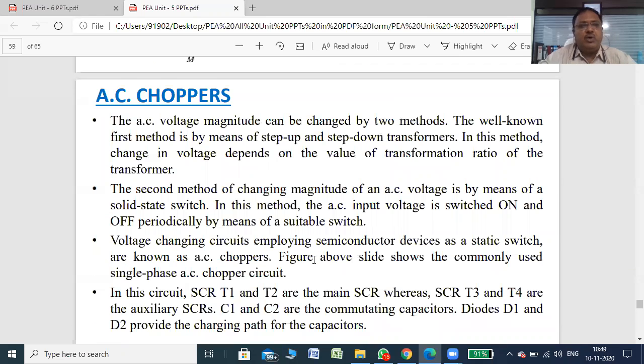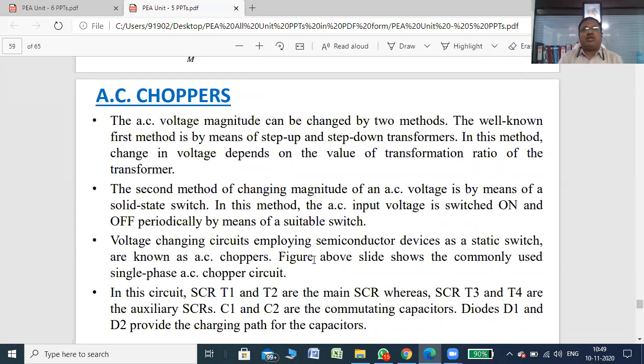So the AC voltage magnitude can be changed by two methods. The well-known first method is by means of a step up or step down transformer, so that you will get a lower or higher voltage. In this method, the change in voltage depends on the transformation ratio of the transformer. The second method of changing the magnitude of AC voltage is by means of a solid state switch. In this method, the AC input voltage is switched on and off periodically by means of a suitable switch. So the second method is used actually here.